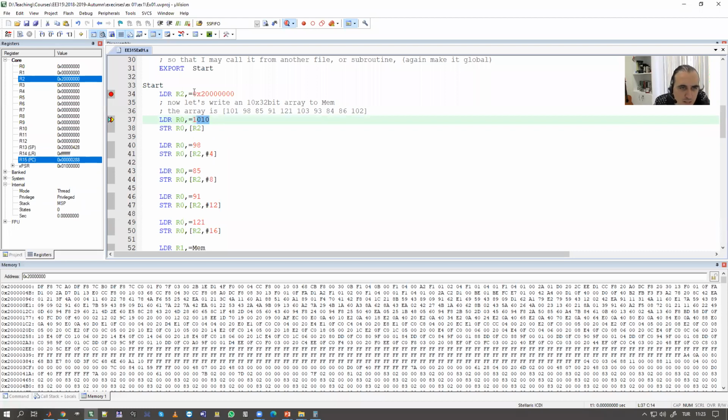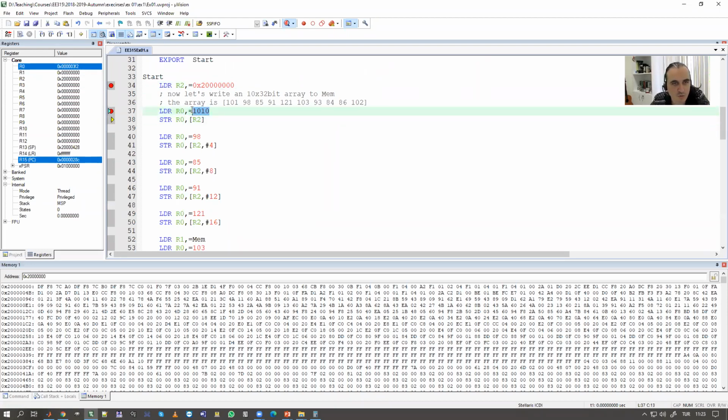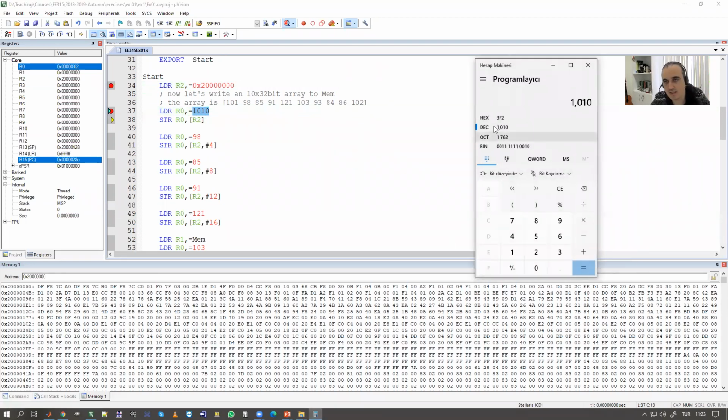Guys, be careful. When I was defining R2, I was using the hexadecimal notation. But for this 1010, I'm not using it. If you are not using it, the language will assume that you are using a decimal number, base 10, not a hexadecimal number. And it's going to write this value to R0. So if you just follow this line, its value will be this 3F2. Why? Because very basically, decimal 1010 is 3F2 in hexadecimal.